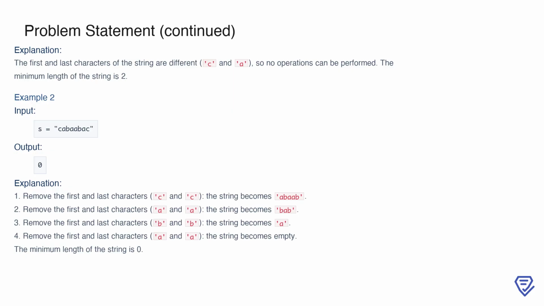Repeating this process, the first and last characters of BAB are B, so we remove them, resulting in A. Finally, the first and last characters of A are the same, so we remove them, leaving an empty string. Because the string is now empty, its minimum length is 0. This example demonstrates how multiple operations can reduce the string completely.